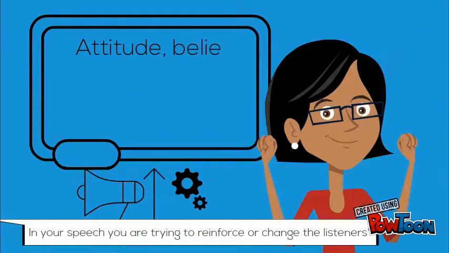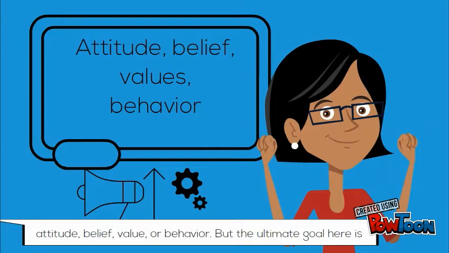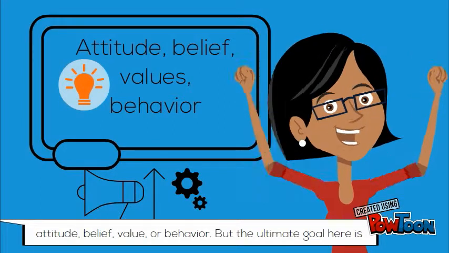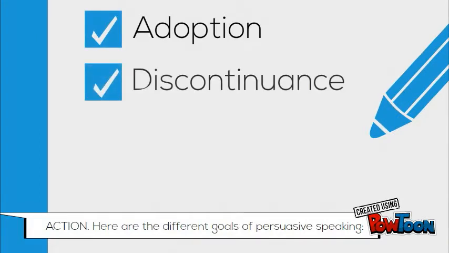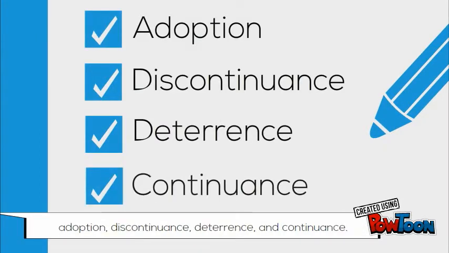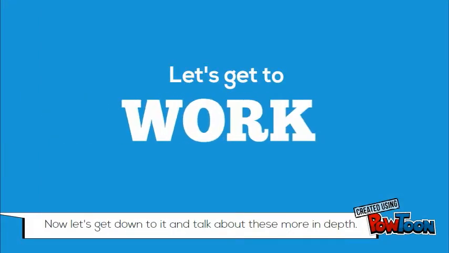In your speech, you are trying to reinforce or change the listener's attitude, belief, value, or behavior, but the ultimate goal here is action. Here are the different goals of persuasive speaking: adoption, discontinuance, deterrence, and continuance. Now let's get down to it and talk about these more in depth.